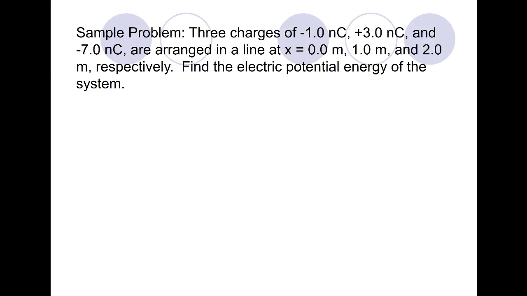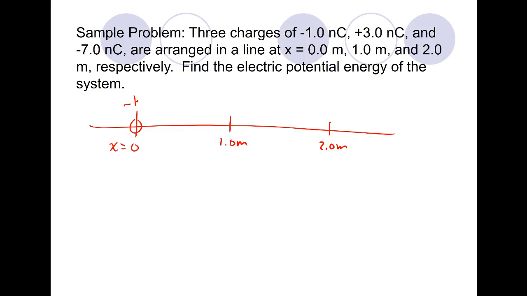All right, so for example, here I have 3 charges, negative 1 nanocoulomb, 3 nanocoulombs, and negative 7 nanocoulombs, and they're arranged in a line at x equals 0, x equals 1, and x equals 2.0 meters. So I have negative 1 nanocoulomb here, I have plus 3 nanocoulombs here, and I have negative 7 nanocoulombs here. And I want to find the electric potential energy of the system.